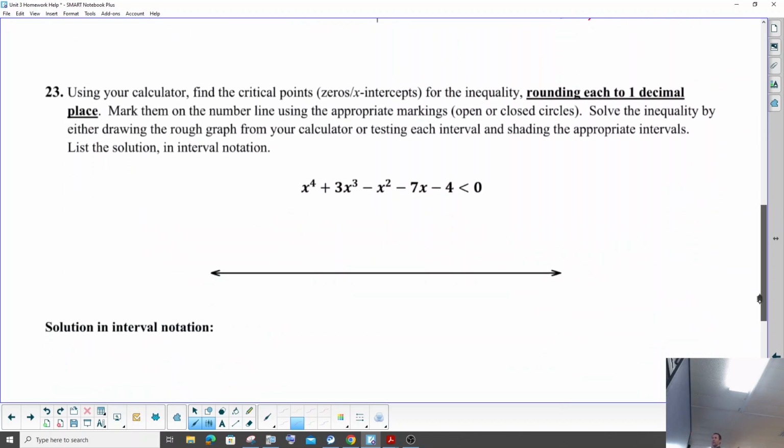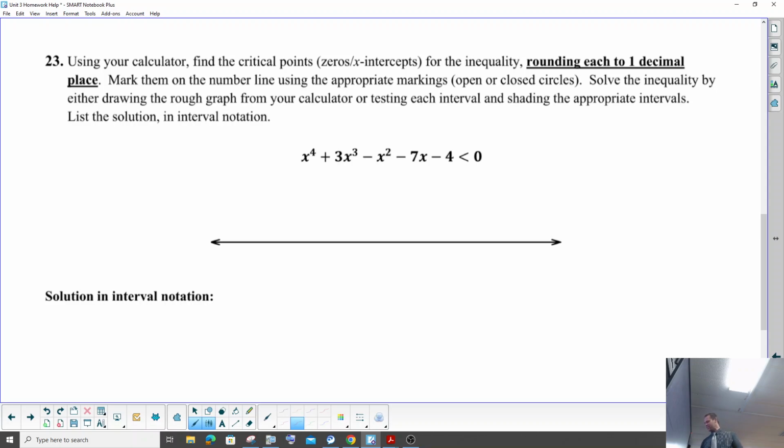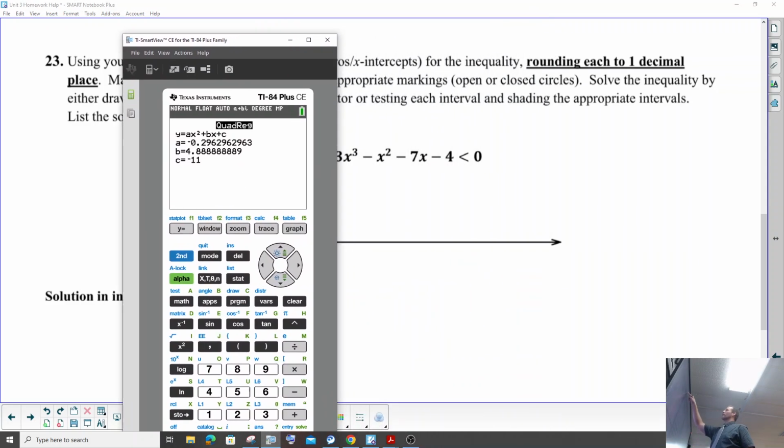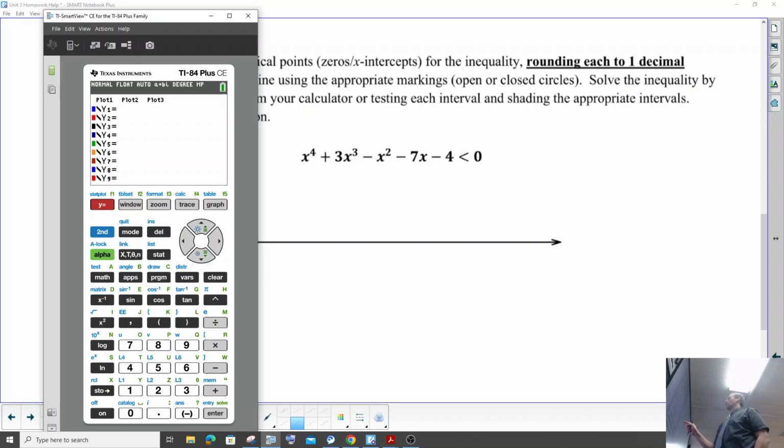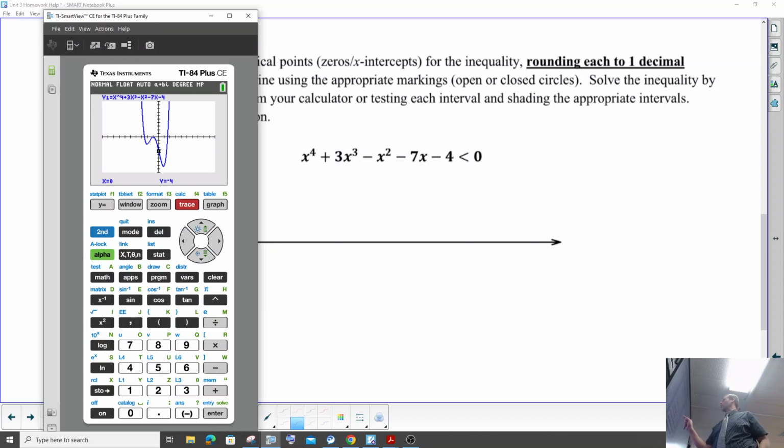Okay, next one says to use your calculator and get the answer just using your calculator. We have one of those on the test. So we go to y equals, and we type in x to the fourth power plus 3x to the third power minus x squared minus 7x minus 4. And so we go ahead and graph that guy. There we go. Okay, so we want less than 0, and we want open holes. So less than 0, open holes.